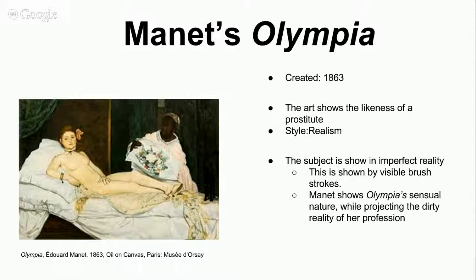This art is in the style of realism, and one of the ways you can see that is that it is painted with all the flaws of real life. So she isn't painted as a symbol of perfection, more of an image of reality. She's painted in what looks like a French apartment of that time, and she's not exactly perfectly clean. If you zoom in on her hands, we're going to talk about that later. Hands and feet, they seem a little dirty. Okay, and the subject shows imperfection and reality. This shows visible brushstrokes, and also the sensual nature while projecting the dirty reality of her profession, being a prostitute.